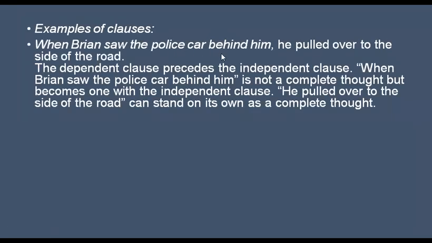Ano ang halimbawa natin dito? When Brian saw the police car behind him, so ito pa lang, dependent clause, hindi pa ito kompleto, no? Sabihin mo, nung nakita ni Brian ang kotse ng pulis sa likuran niya, sabihin ng kaibigan mo, ano, nasunod? Sabihin mo, tapos na. Sabi niya, ano ka ba? Di pa tapos ang sentence mo. Ano ang karugtong niya, no? Itong karugtong, he pulled over to the side of the road. Yan. So ito, independent clause. He pulled over to the side of the road. That's the sentence. At ito, when Brian saw the police car behind him, is a dependent clause.